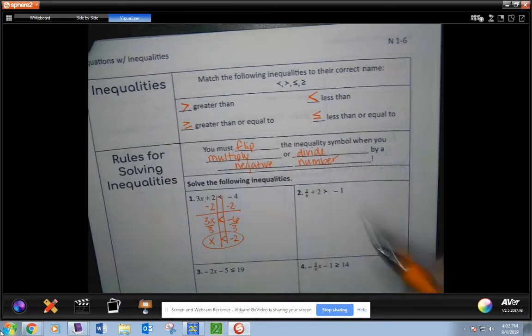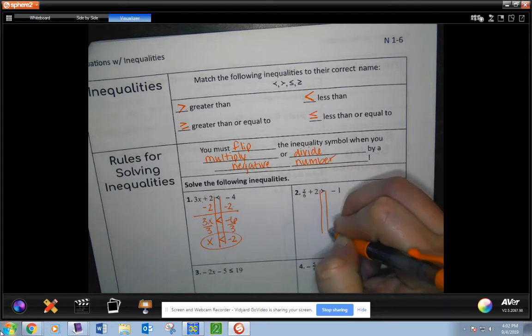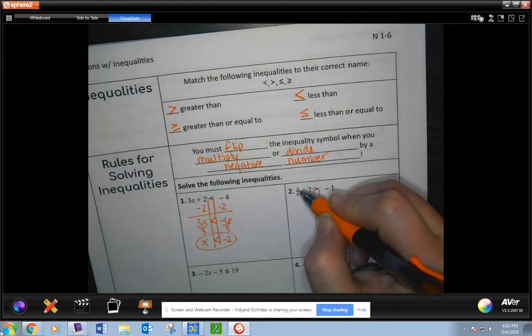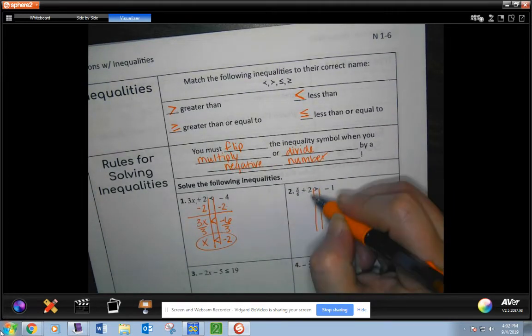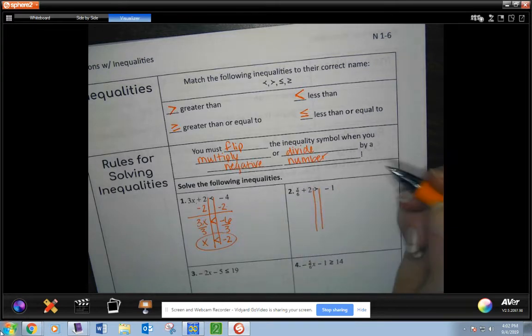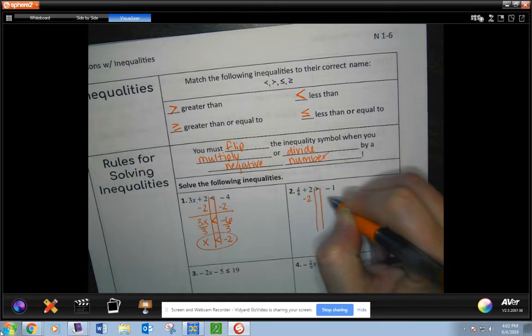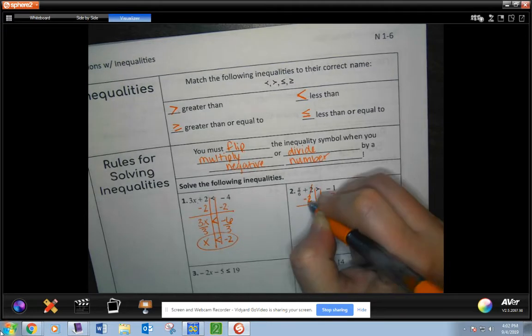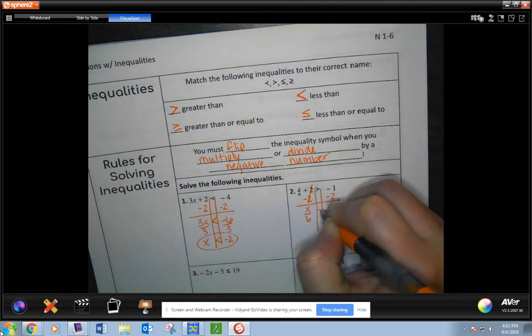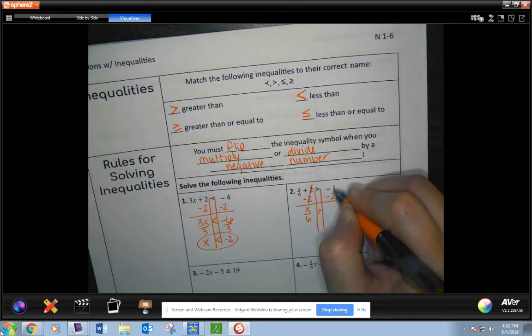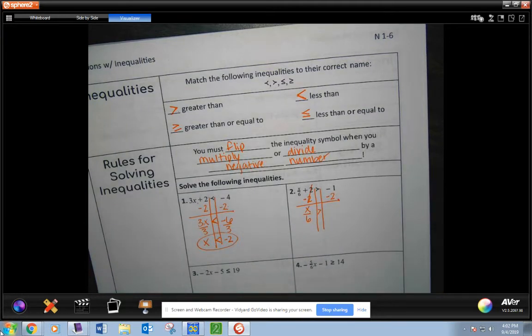For my second example, this says x divided by 6 plus 2. The first thing you're going to work on getting rid of is the constant, the number without the letter. So we're going to subtract 2. That gives me x over 6 is greater than, and negative 1 and negative 2. So when you add, you get negative 3.